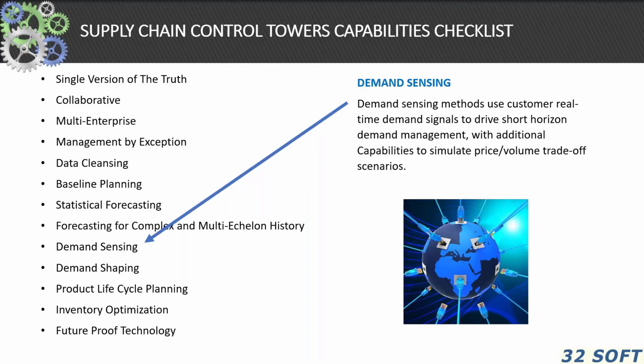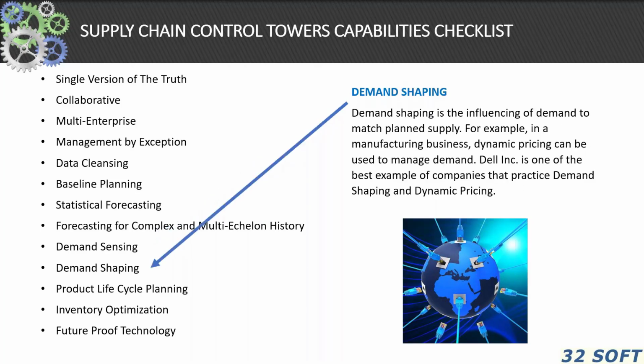Demand sensing methods use consumer or customer real-time demand signals. Remember, we discussed the demand signals in a couple of our prior webinars, to drive short-term horizon demand management. In addition, they can offer the capability to simulate price volume trade-off scenarios. Demand shaping is the capability of influencing demand to match planned supply. For example, in a manufacturing business, dynamic pricing can be used to manage demand.